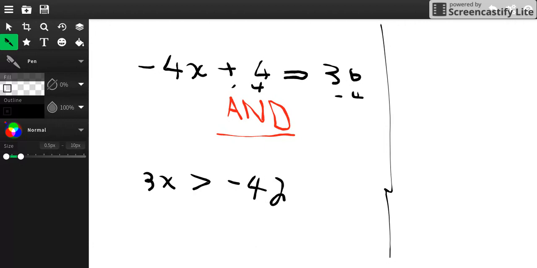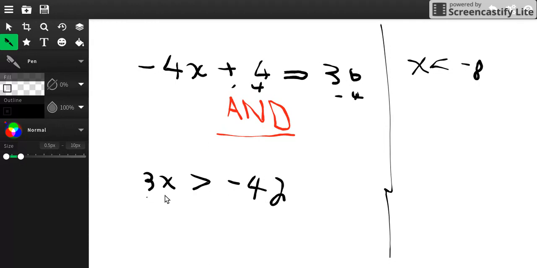But anyways, now the plus 4 minus 4 get canceled out. Negative 4x on this side is greater than 36 minus 4 is 32. Divide both sides by negative 4. We have to switch the sign. So now we get x is less than negative 8. So the solution here is x is less than negative 8. And we all know how to graph that, hopefully, because we learned how to graph an inequality, I think, 2 episodes ago. So x is less than negative 8.